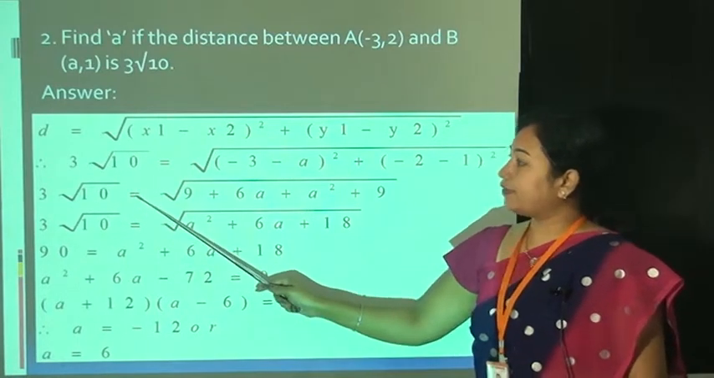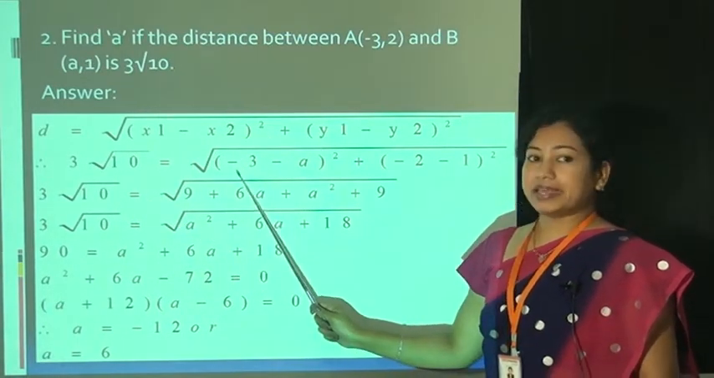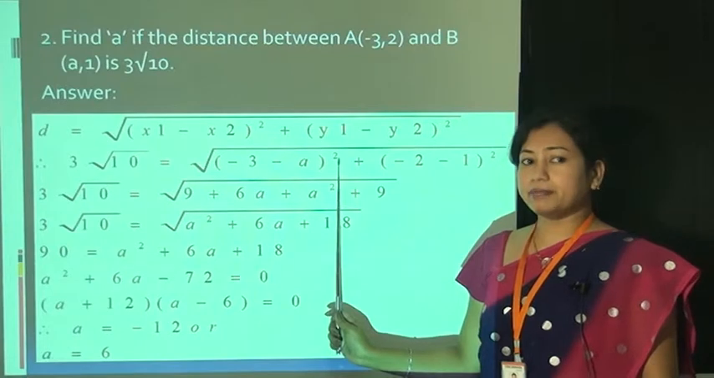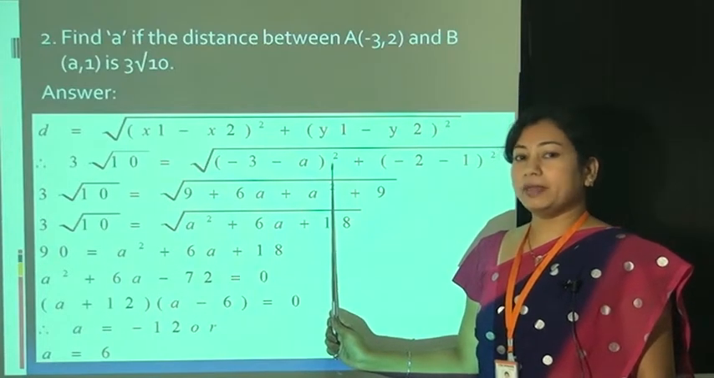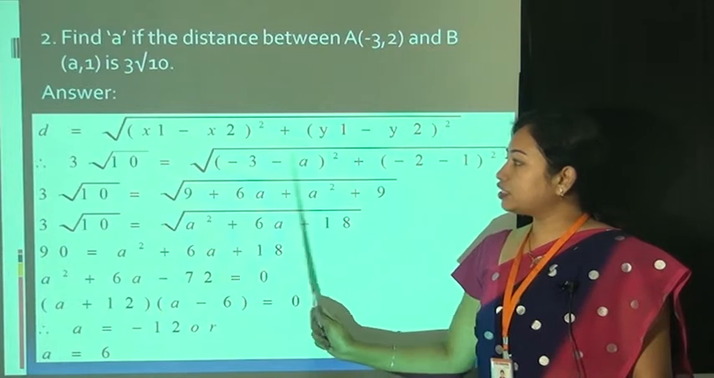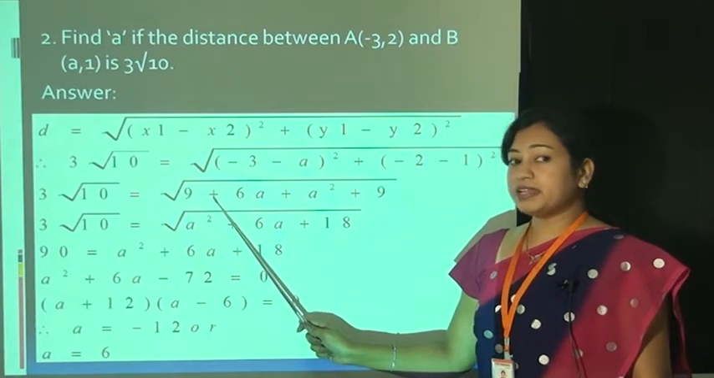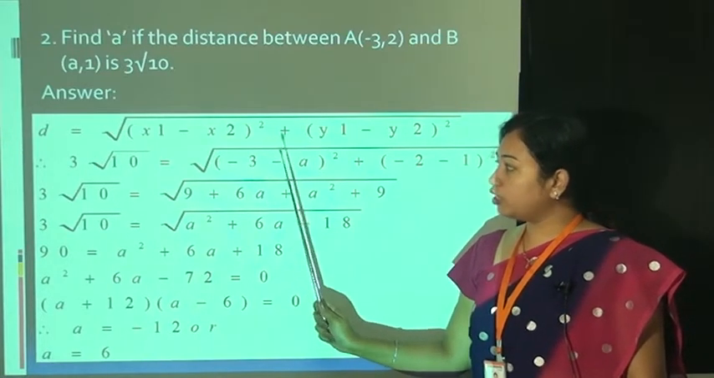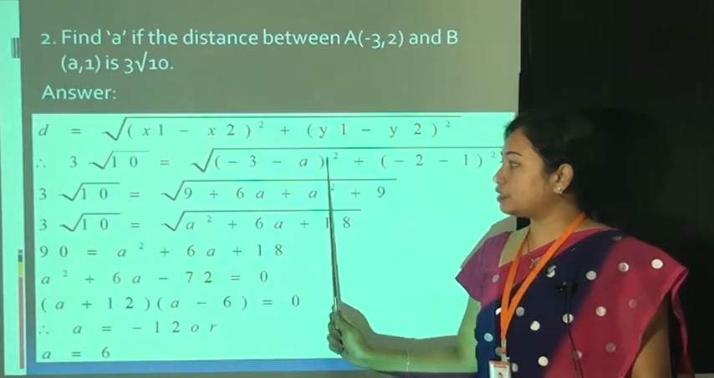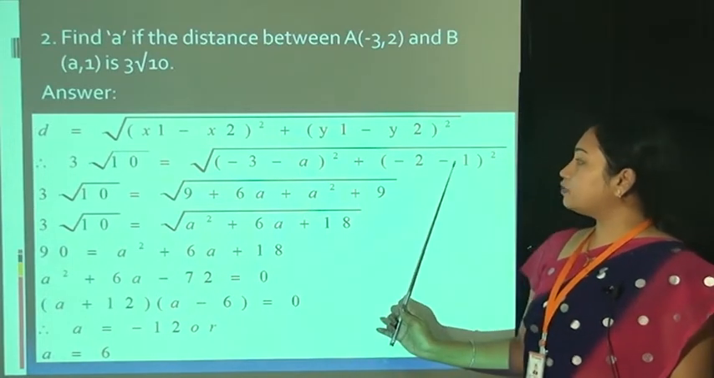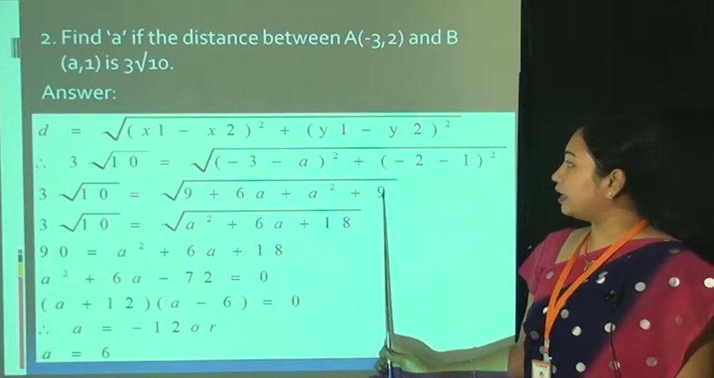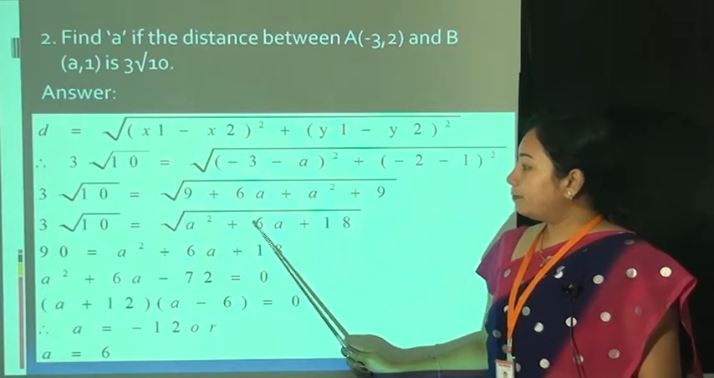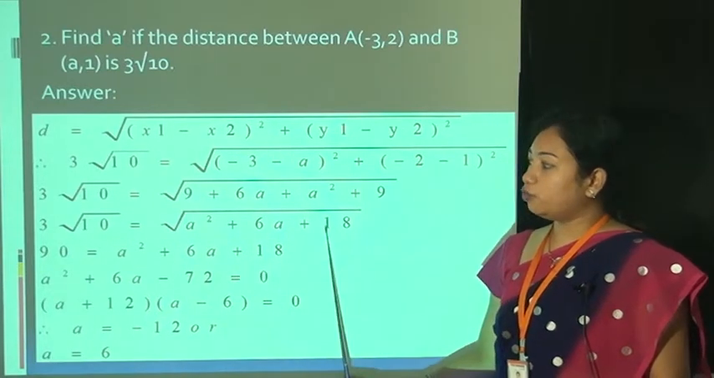So 3 root 10 is equal to, now applying the expansion of (a - b) whole square. The expansion of (a - b) whole square is a square minus 2ab plus b square. So (-3) square is 9. Now minus minus becomes plus, so 2 into 3 into a, that means 6a, plus a square, plus (-2 - 1). -2 - 1 is -3 and (-3) square is 9. So 3 root 10 is equal to a square plus 6a, 9 + 9 is 18.